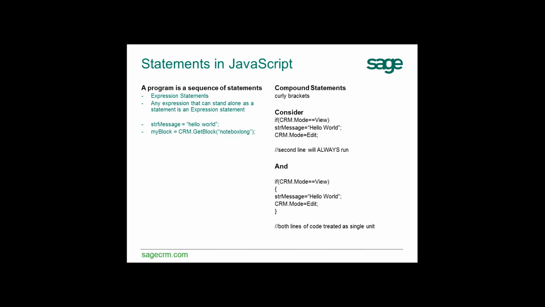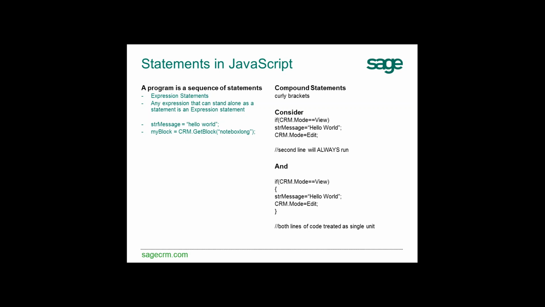If you consider this code on the right-hand side where it says if open brackets crm.mode equivalent to, the equals is the test for equivalence or test for equality, you can see that the job of the if statement is to guard access to the next statement. But there are two lines of code there, and the if statement would only guard the str message equals hello world. It would not guard the crm.mode.